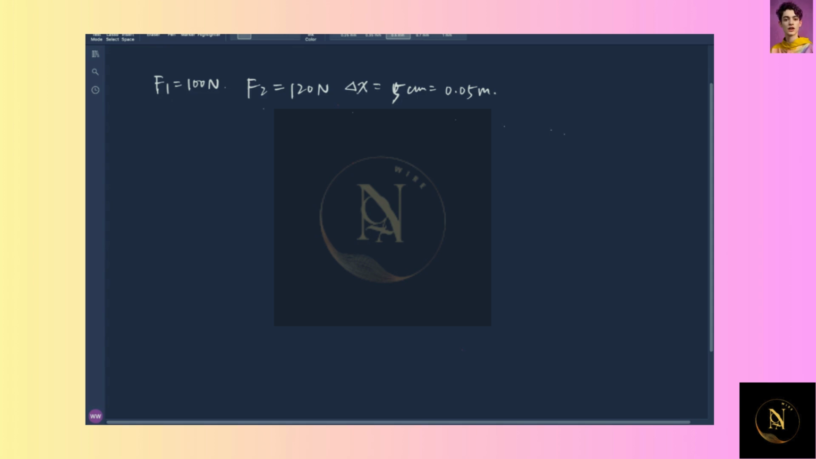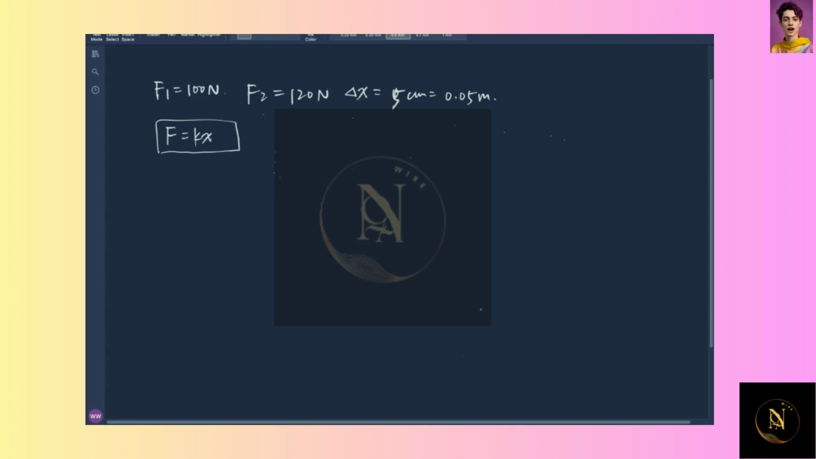The first one is the spring constant. Actually, it's a constant, yeah. So in order to figure that out, we need to use Hooke's law, F equals kx. And we don't know k, and we don't know x yet, but we have two F's, and we know the difference between the two displacements. So we can form a system of equations.